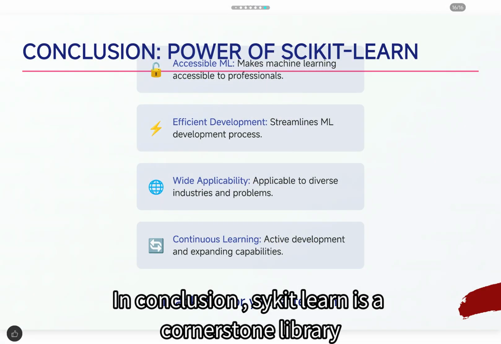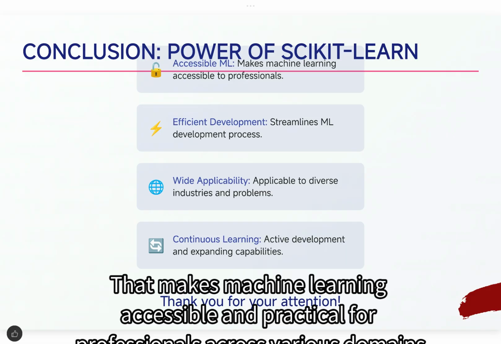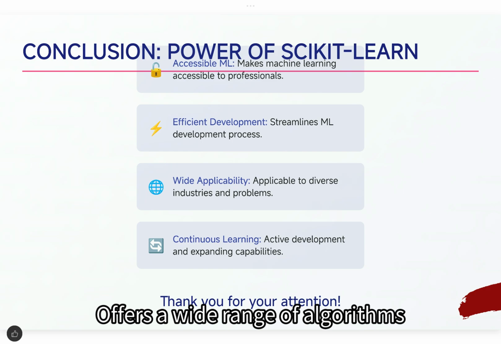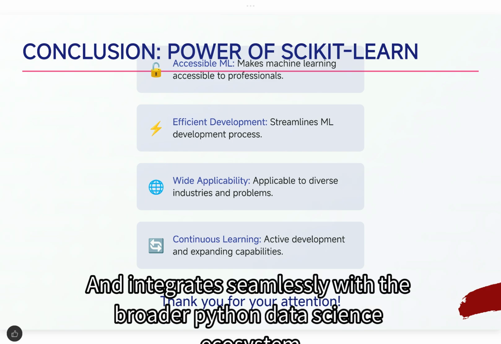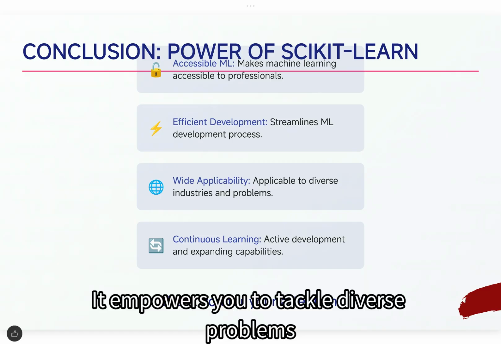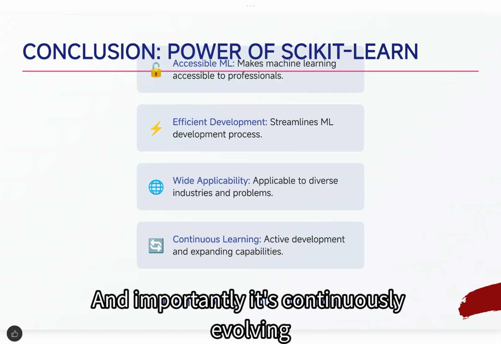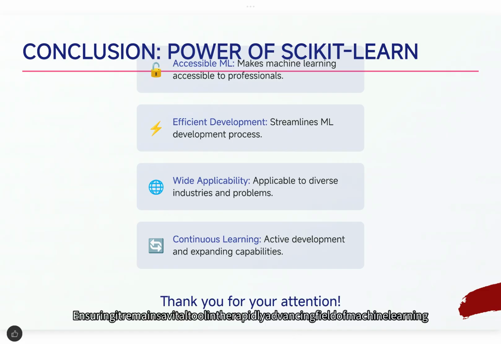In conclusion, Scikit-learn is a cornerstone library that makes machine learning accessible and practical for professionals across various domains. It streamlines the development process, offers a wide range of algorithms, and integrates seamlessly with the broader Python data science ecosystem. It empowers you to tackle diverse problems, from simple predictions to complex pattern discovery. And importantly, it's continuously evolving, ensuring it remains a vital tool in the rapidly advancing field of machine learning.